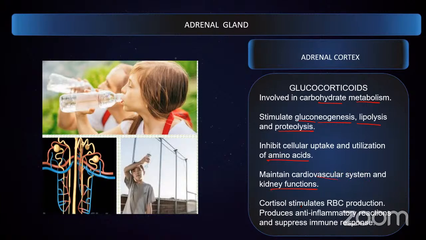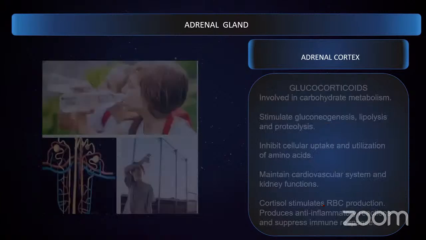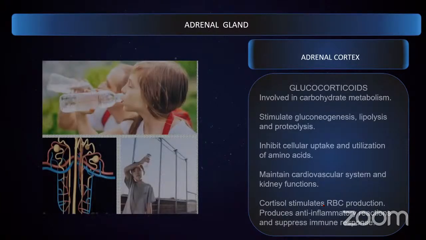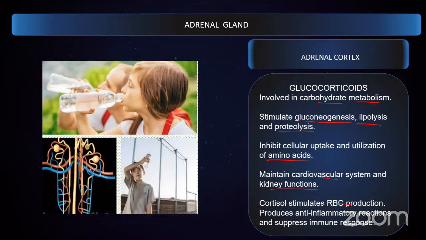And cortisols are known to stimulate red blood cell production, and they cause anti-inflammatory effects by suppressing the immune system. Usually during an injury or whenever there is tissue damage, we are given anti-inflammatory drugs for preventing the swelling. One category of them is these cortisols, which have anti-inflammatory properties.